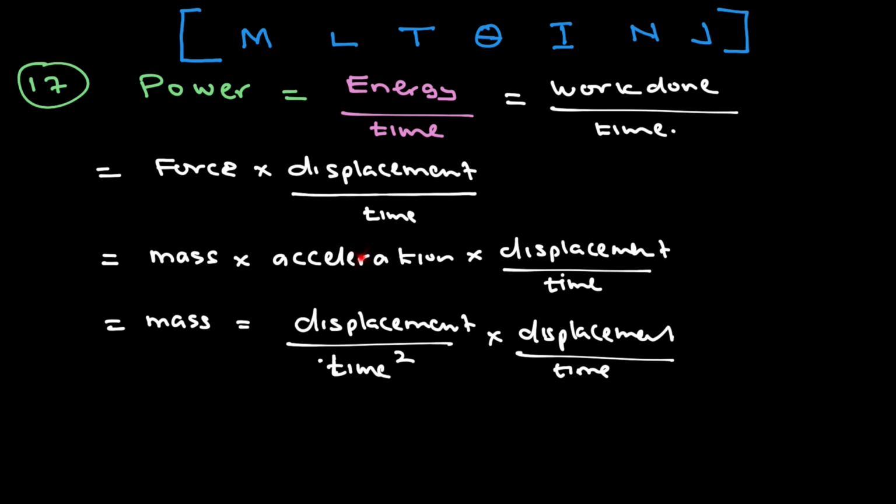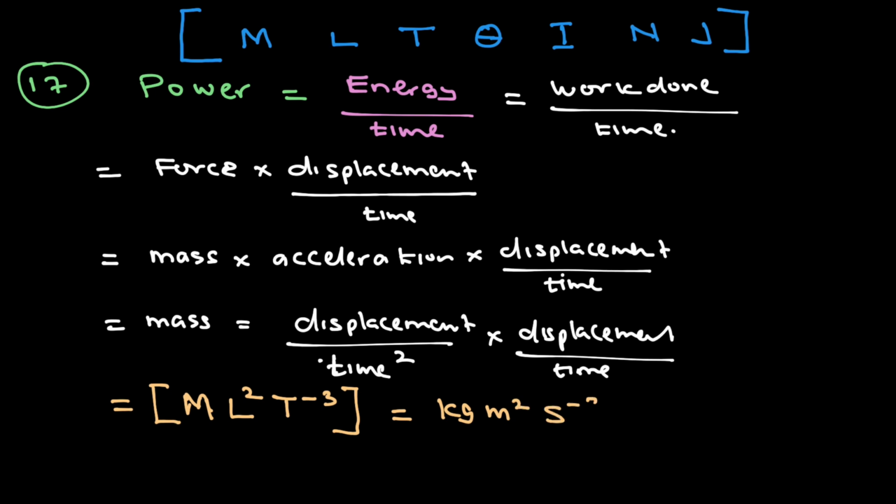So that would be displacement over time squared. So now we can write the dimension: capital M for mass, displacement will be L squared, time squared, and time will be T to the power minus 3. And therefore, that should be equal to kilogram meter squared and seconds to the power minus 3. Just remember that that is basically mass times displacement. So let's use S for displacement squared over t cubed.